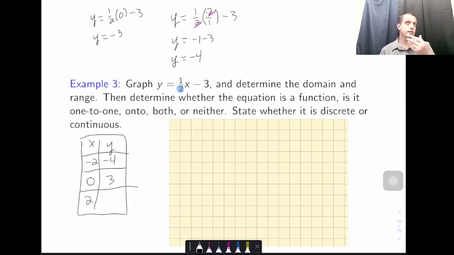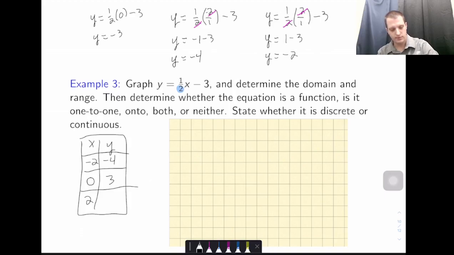Because it's always good to plug in 3 points, because we never know if we made a mistake on one of them. When we're doing this, which is a line, if we have 3 points, we'll very easily see that one of them was a mistake. Let's go ahead and just do a third one. So we're going to get y is equal to 1/2 times 2 over 1 minus 3. Here these 2's cancel out, and we get y is equal to 1 minus 3, or y is equal to -2.